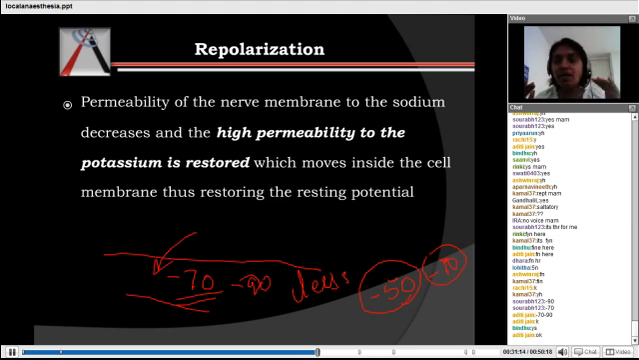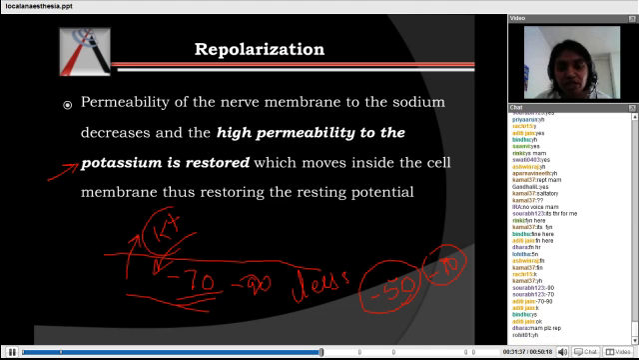So before that, what happens is, as soon as the action potential goes forward, high permeability to potassium is restored. So what happens is potassium goes out. This is passive movement of potassium going out. Getting my point here? So our sodium had come in during depolarization. Now repolarization is because of potassium efflux.